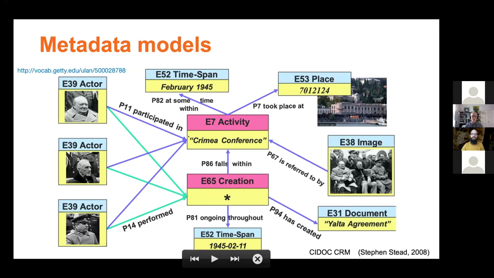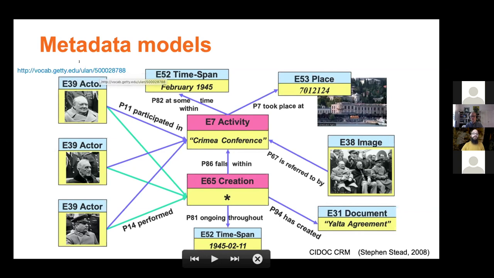Churchill, Roosevelt, and Stalin were meeting and discussing the reorganization of Europe after the war. So here we can see that the activity, the event itself, is the thing we are describing, and it connects together different other kinds of entities. So we can, for example, say that three actors participated in this event, and then here we are referring to the identifier of the actor. So we are not just saying that Churchill was part of this, we are saying that Churchill as described in this Getty vocabulary called ULAN with this local identifier.